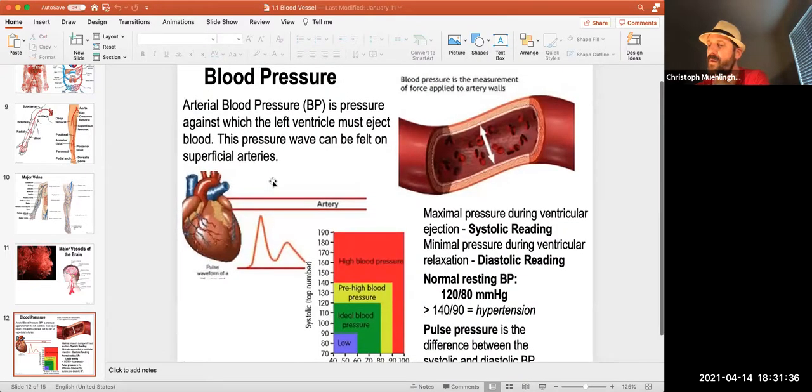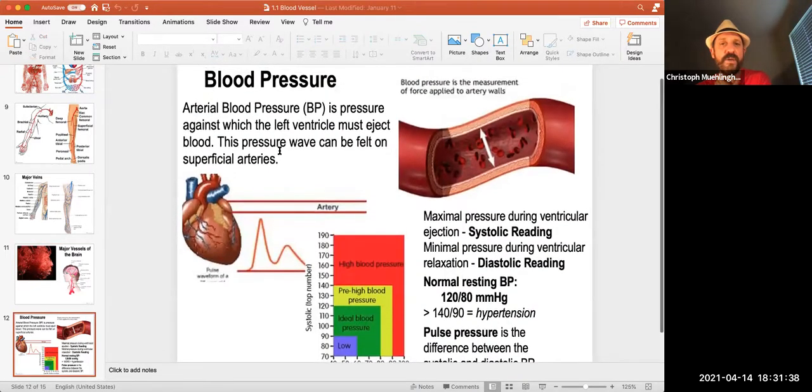But then on the blood pressure, what I want you to know is that blood pressure is the pressure against which the left ventricle, the one that pumps the blood through the whole body, must eject blood. So that's what we measure when we measure blood pressure: how strong the left ventricle has to be to eject blood through the whole body. And that measures how easy it is for the heart to pump blood through the system.